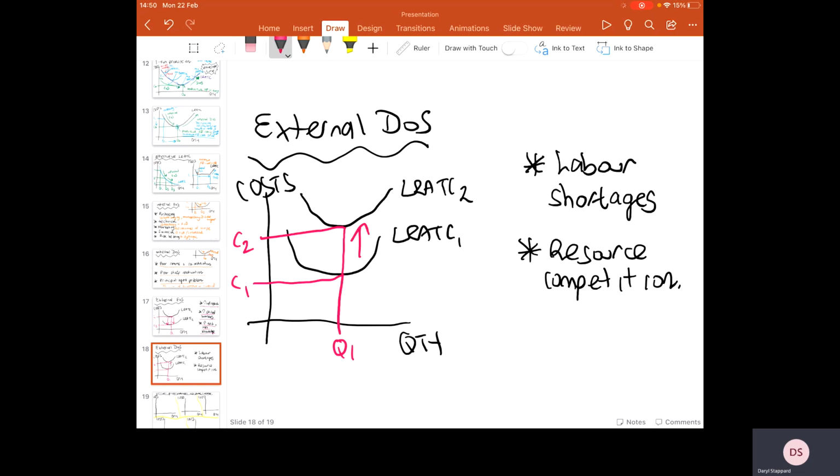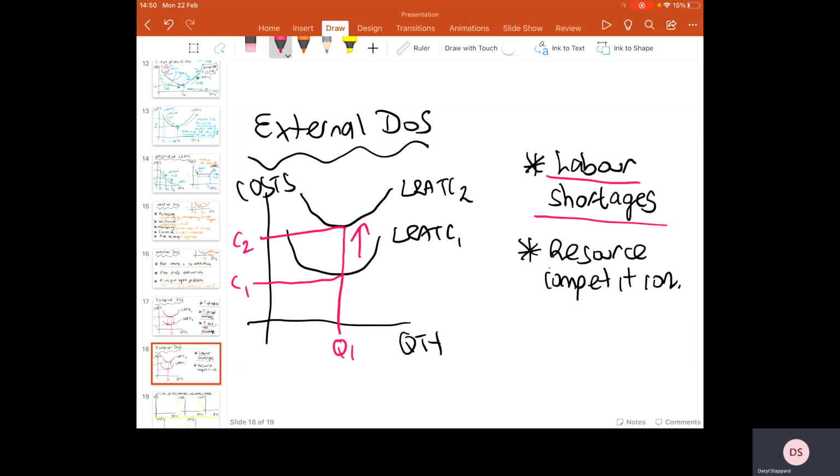Now, this can happen because of things such as labour shortages. If an industry grows or a market grows, it might make it more difficult to get hold of the right workers. That could lead to a growing demand for labour and force up wage rates. Well, that would raise costs and therefore raise the average cost of production for firms. It could also mean that firms have got to recruit less skilled workers, and that could lead to higher training and recruitment costs. And that again would lead to the average cost of production increasing due to external diseconomies of scale.